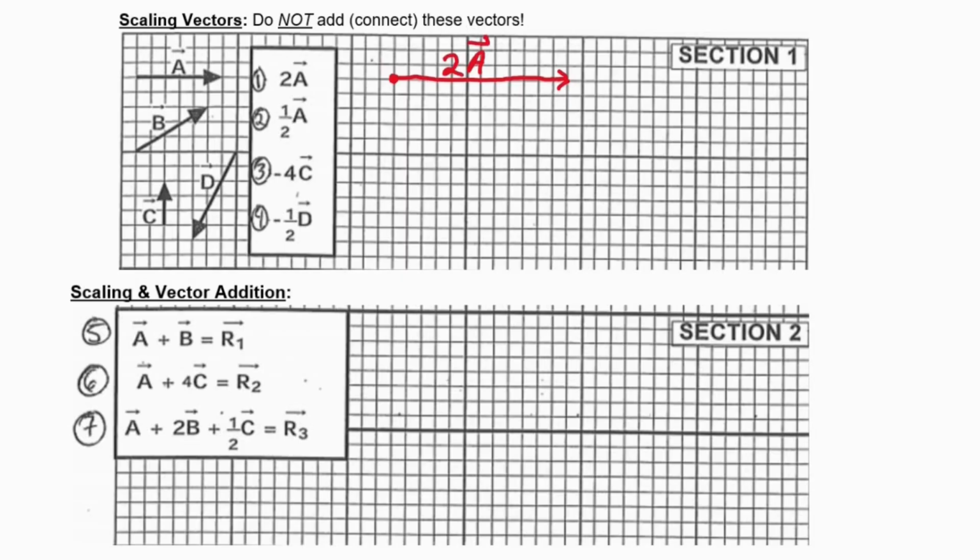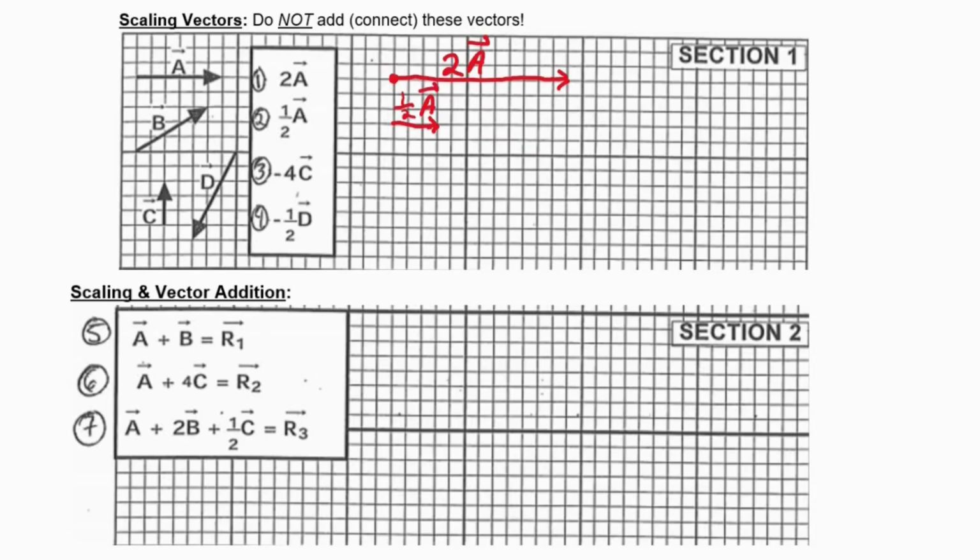So this is basically what I'm going to be doing for the rest of these problems right now. And if you want to try these out on your own, feel free to do so. Okay, so for the very next one, we have 1/2 of a. Notice it actually says a and not b. So half of a would look something like that. And this is 1/2 vector a.